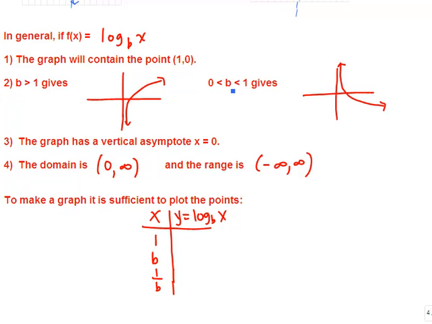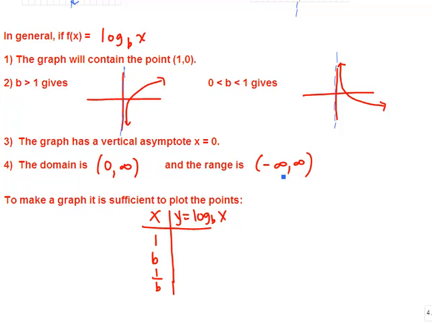If the base is a fraction, then you're going to have this decay shape where the graph decreases. This log base b of x graph always has a vertical asymptote at x equals 0, that dashed line. The domain is only positive values. We get close to x equals 0, but we don't actually hit it, so that's why there's a parenthesis here. So the domain is only the positives.